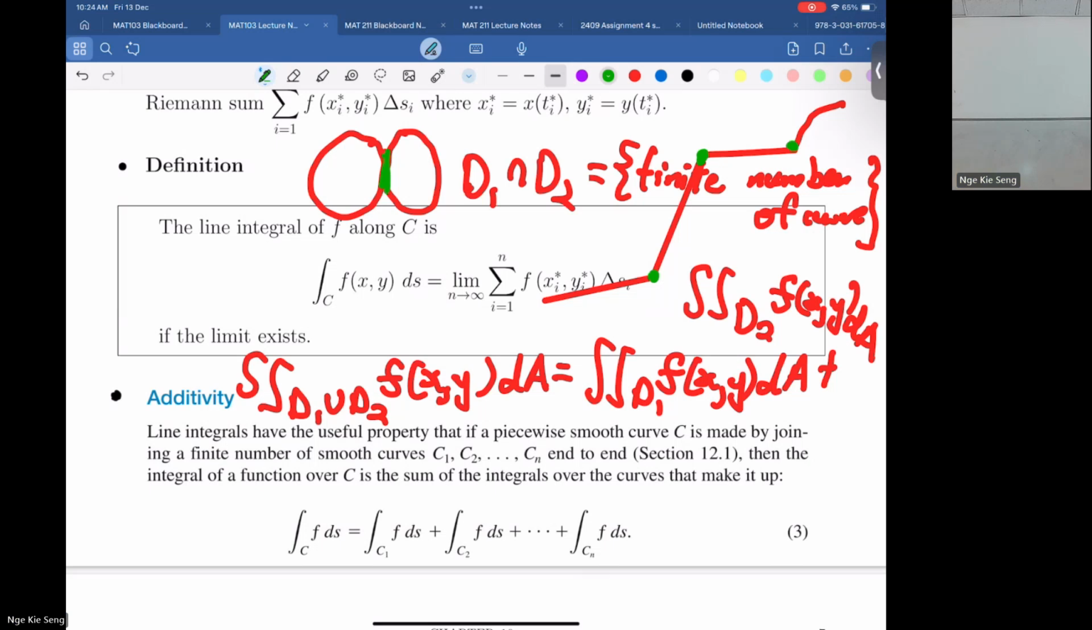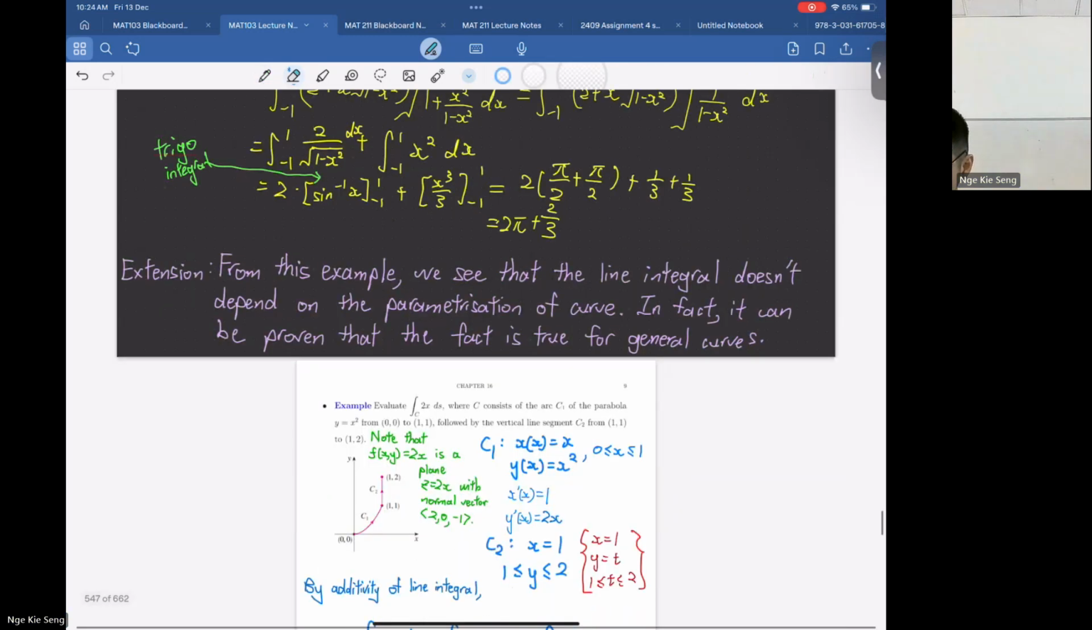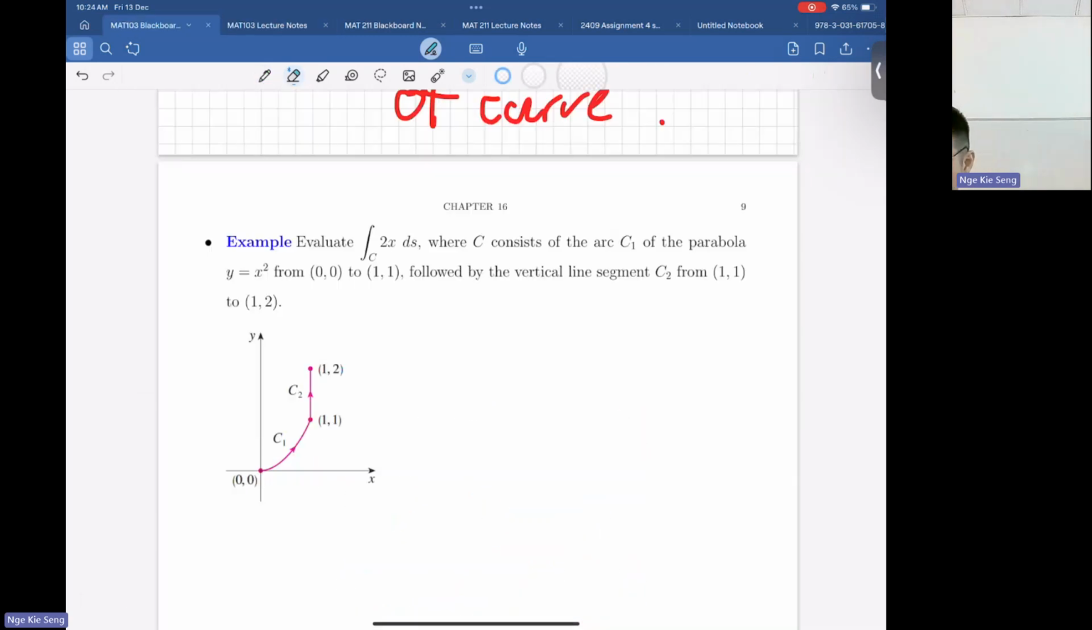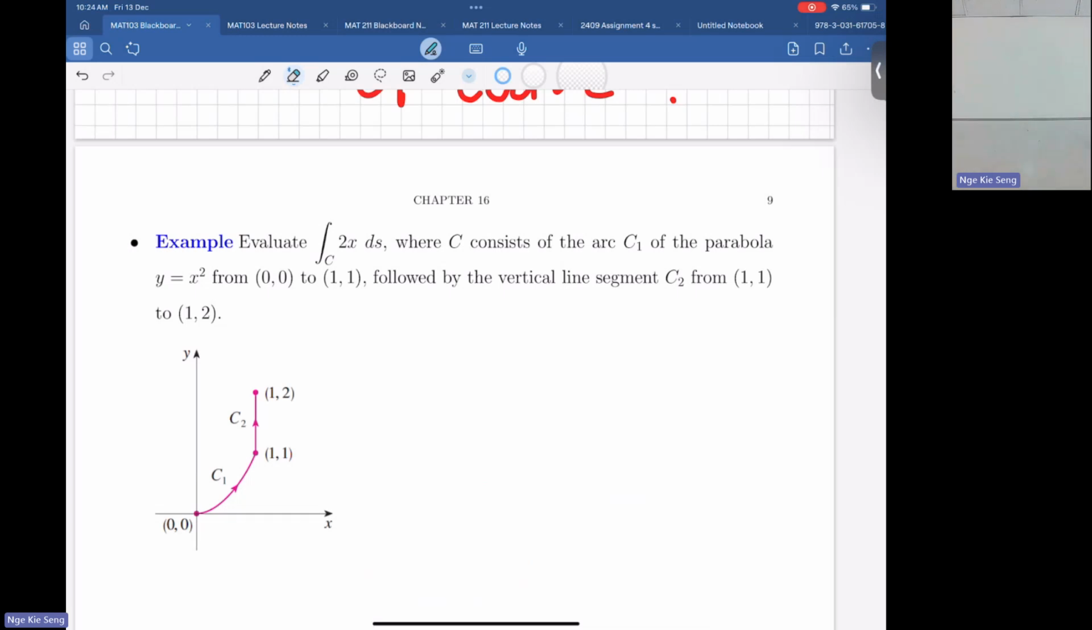Okay, so let's see how we use this. Let's try to evaluate this function here. You see this 2x function, although you just see one variable, is actually a two-variable function. How do we see that? Because where's the integration domain? It is C, right? But this C is in R2. It's a curve in R2, and C here is made up of C1 and C2. So how should you think about 2x as a two-variable function?